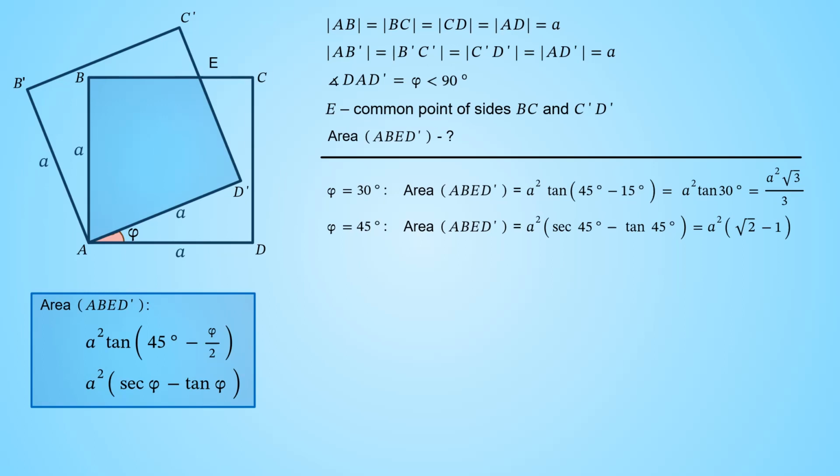Also, the second formula is more convenient for phi equals 60 degrees. For this angle, the result is A squared times the difference 2 minus square root of 3.